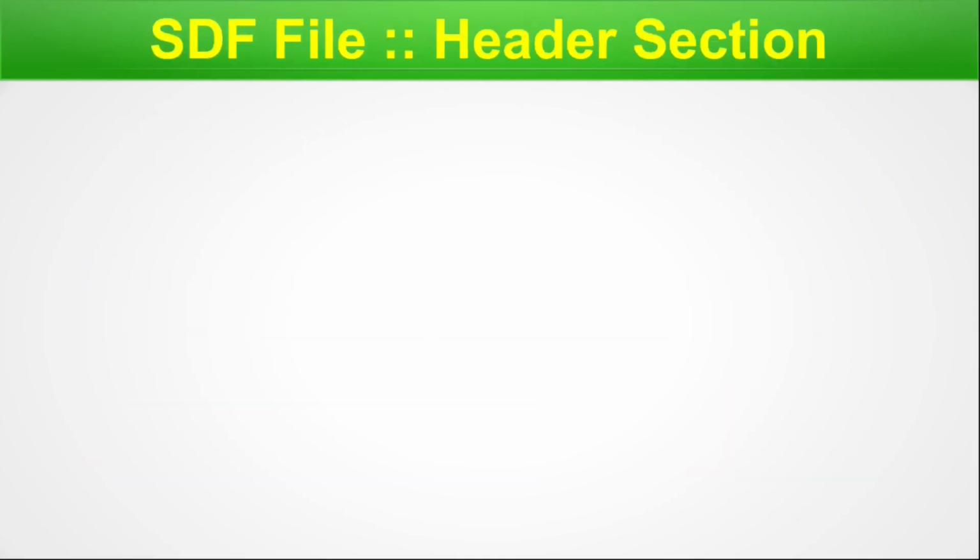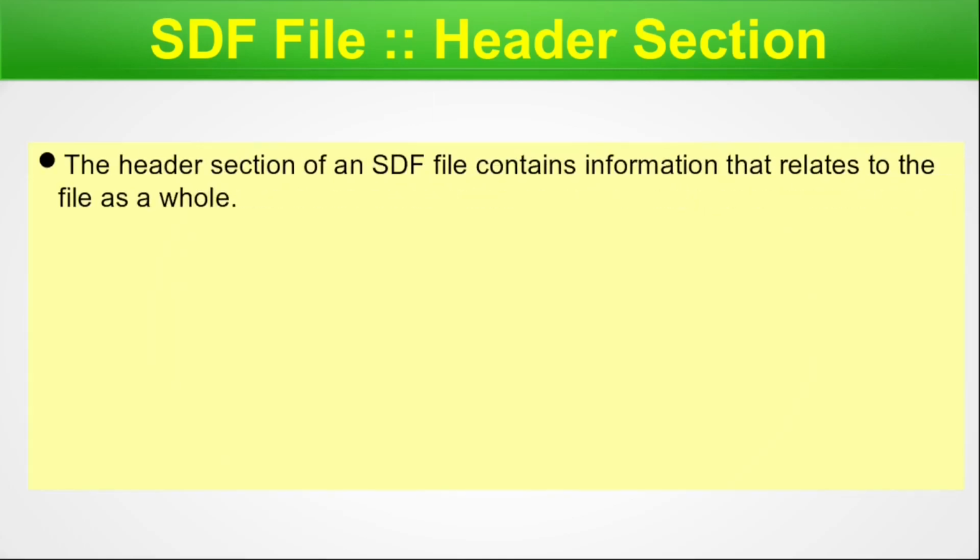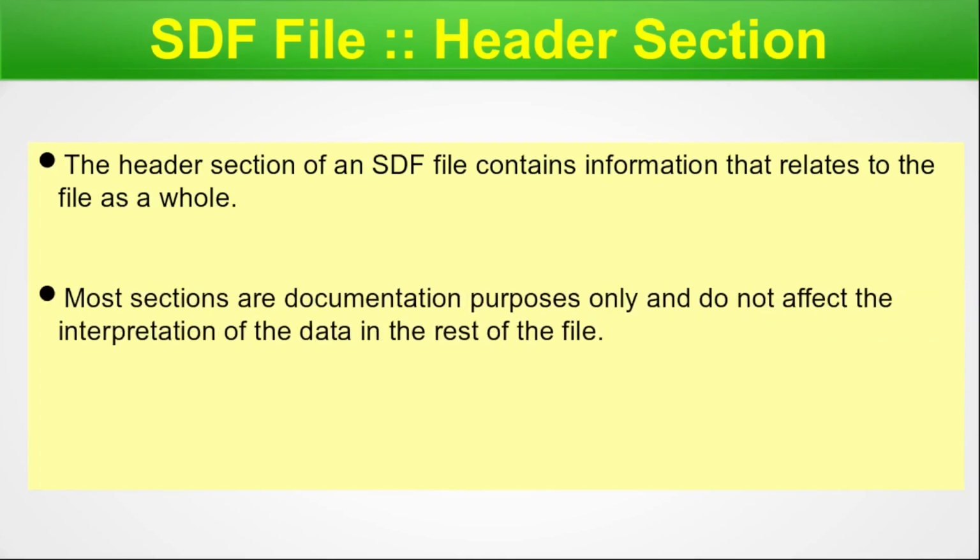So let's move on. SDF file, the header section. The SDF file has a header section and it does not have a footer section. So let's get familiar with the header section now. The header section of an SDF file contains information that relates to the file as a whole. This header section is a kind of identity card for the whole file. Most sections are for documentation purposes only and do not affect the interpretation of the data in the rest of the file. So these are basically comments for the end user to read, just for identification purposes.